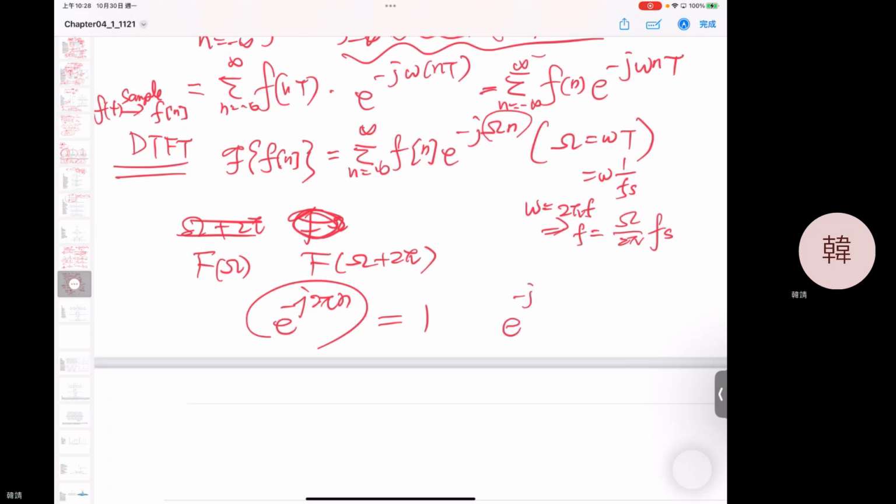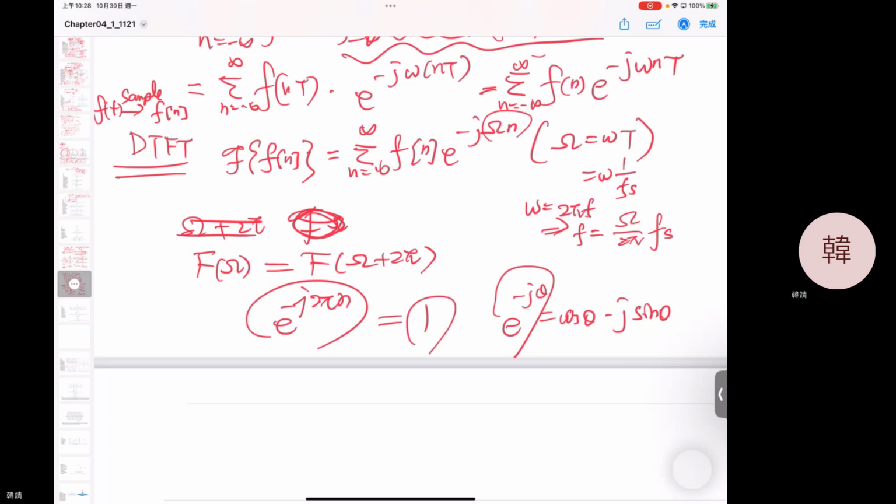E to the j theta equals cosine theta minus j sine theta. If theta is an integer multiple of 2 pi, what's the result? Cosine 2 pi is always equal to 1. Sine of an integer multiple of 2 pi, the result will be 0. So it always becomes the constant 1.